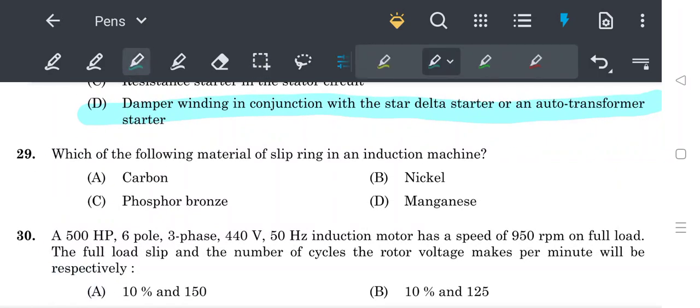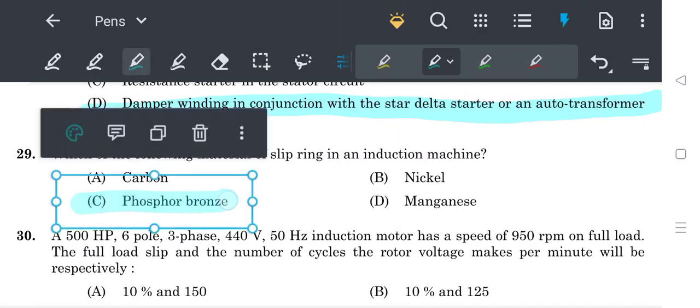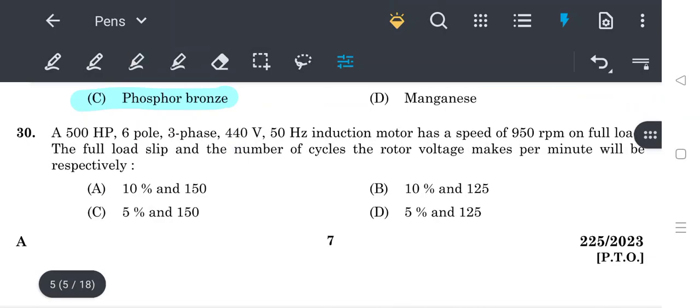Next one, which of the following material is used for slip ring in an induction machine? Answer, phosphor bronze. 30th question.